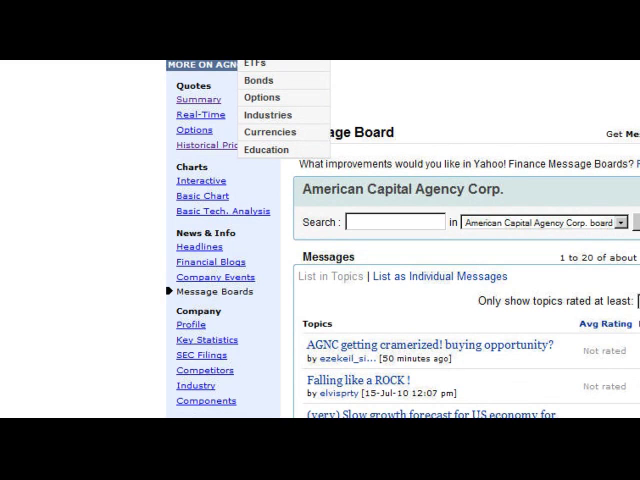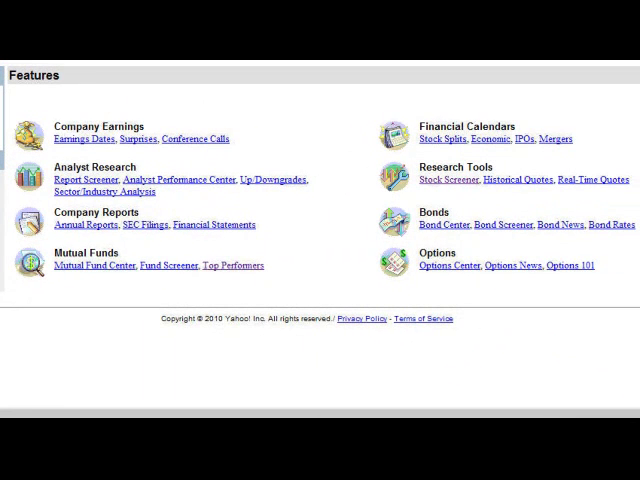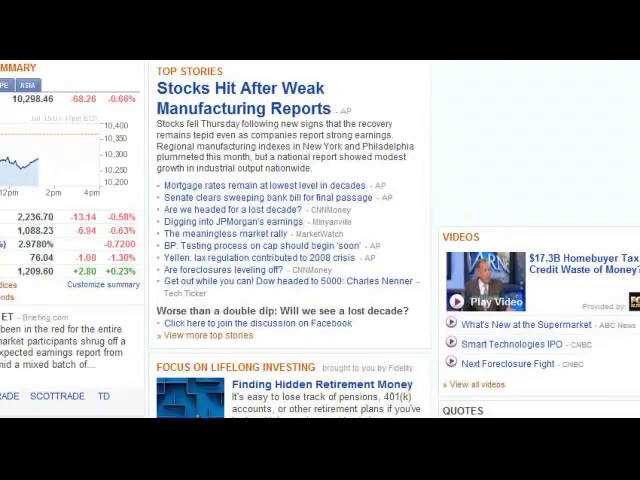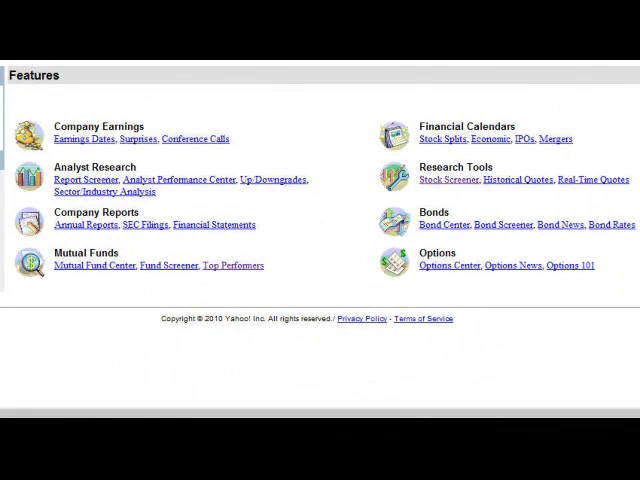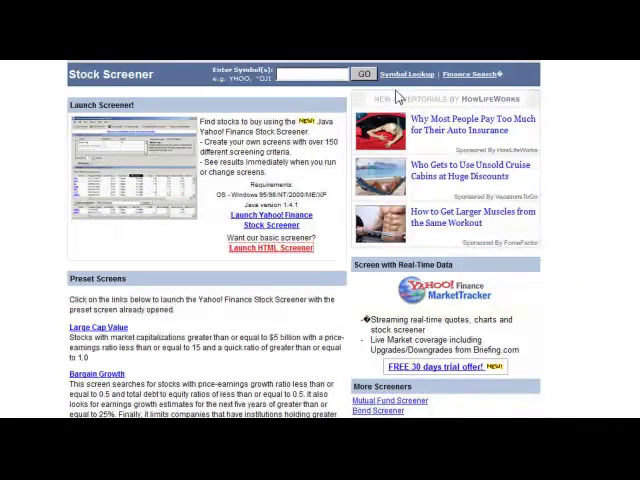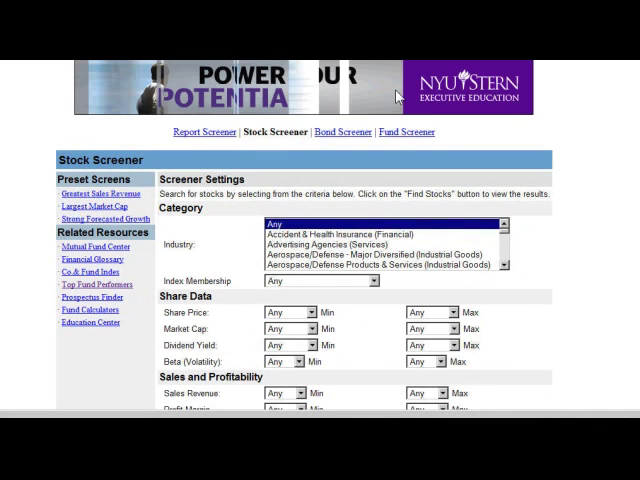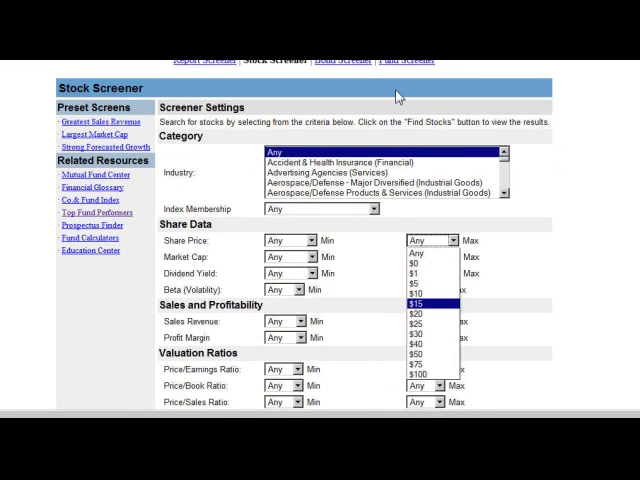Okay, so now let me go through here again because it's very important that you know how to screen. Okay, so first let's go all the way back to Yahoo Finance. We get Yahoo, investing, we go to stocks. From the Stock Research Center, we go to Stock Screener. We take the basic screener. We don't need any of the bells and whistles.